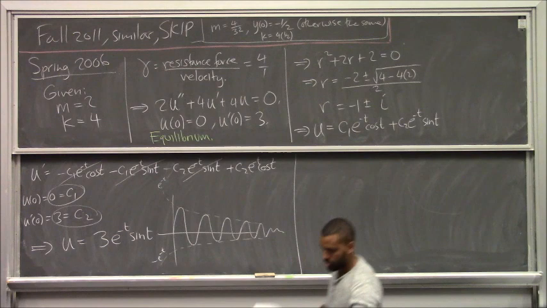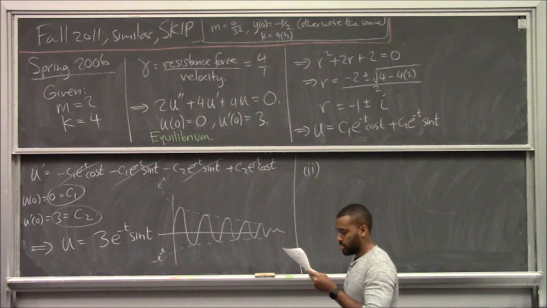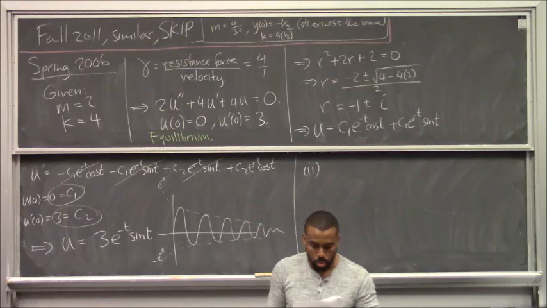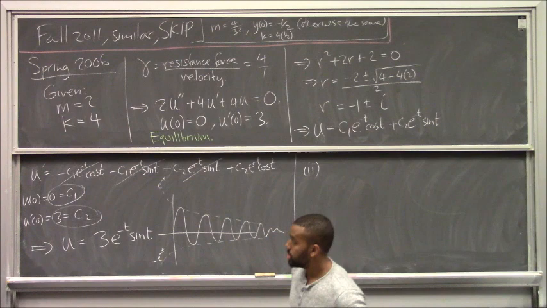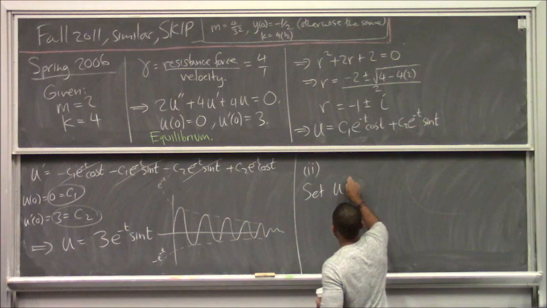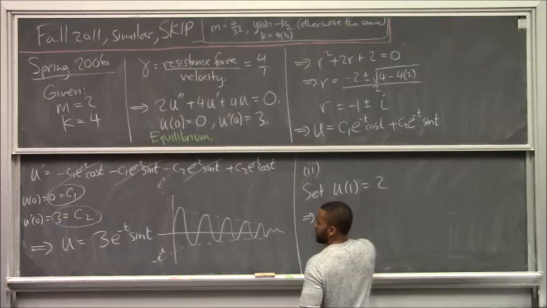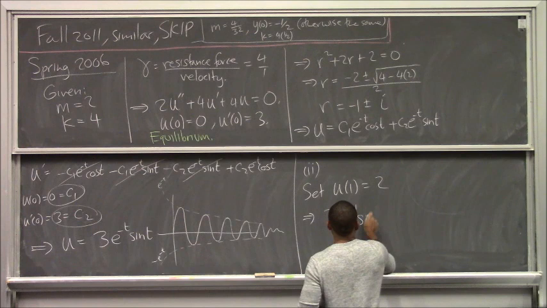Part two. After 1 second, if you held your hand 2 feet below the weight's starting position, would the weight eventually hit your hand? How would you figure that out? Set u of 1 equals 2. This means we would have 3 e to the minus 1 sine of 1 equals 2.